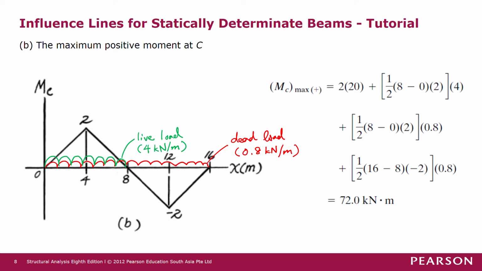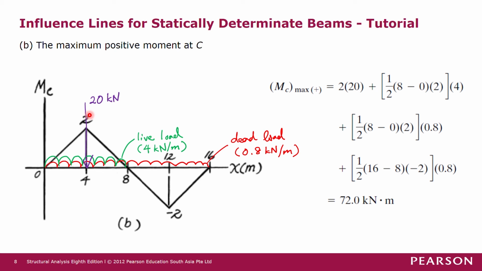And then don't forget we have another live load, which is a point load. For the point load, we just place it on the positive side of the influence line where the ordinate is the maximum, which is 2 in this diagram here. So we place the 20 kilonewton point load at 4 meters. Therefore, the effect of this 20 kilonewton force on the bending moment at C is 20 times 2, which is the ordinate. So the maximum positive MC from this point load here is 2 times 20.